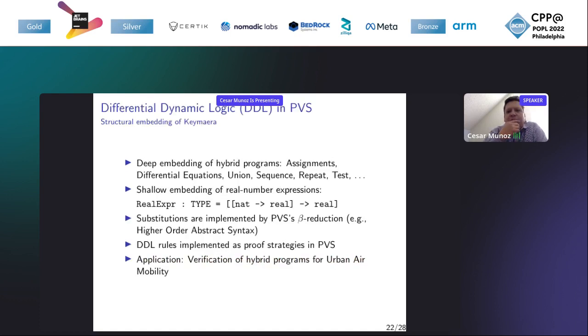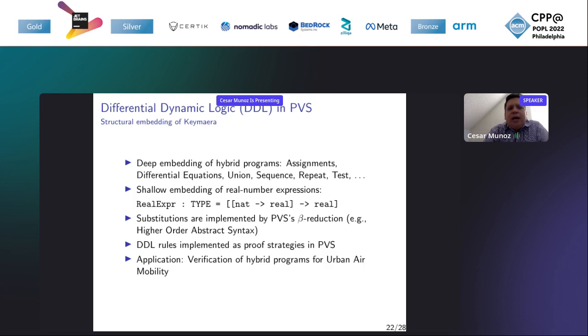Let me talk about some of the more recent structural embeddings that we have in PBS, and there is one on differential dynamic logic in PBS. So we have a deep embedding of hybrid programs. We have the assignments, the differential equations, the union, and this is the logic used by the KeYmaera programming verification system. This is for proving properties about hybrid systems.